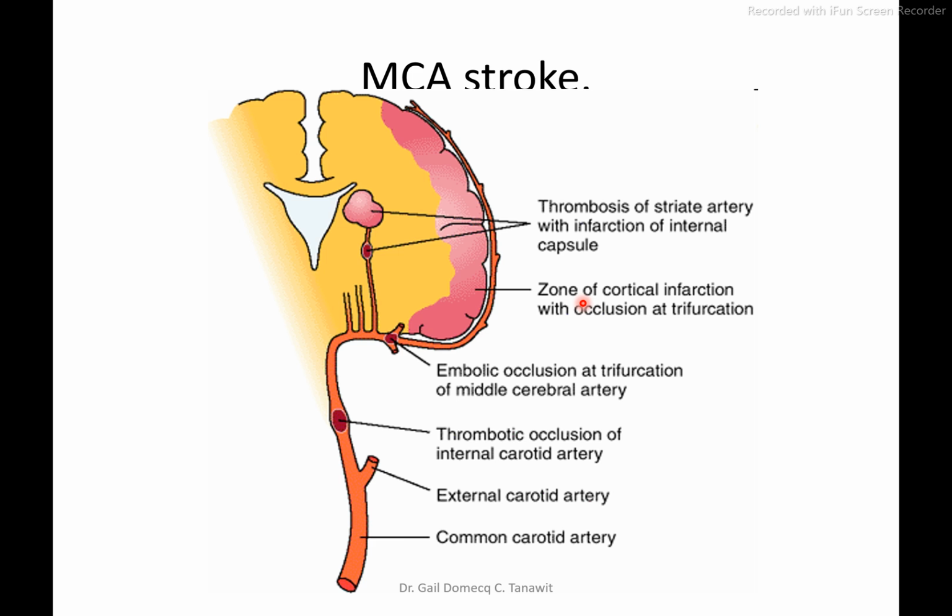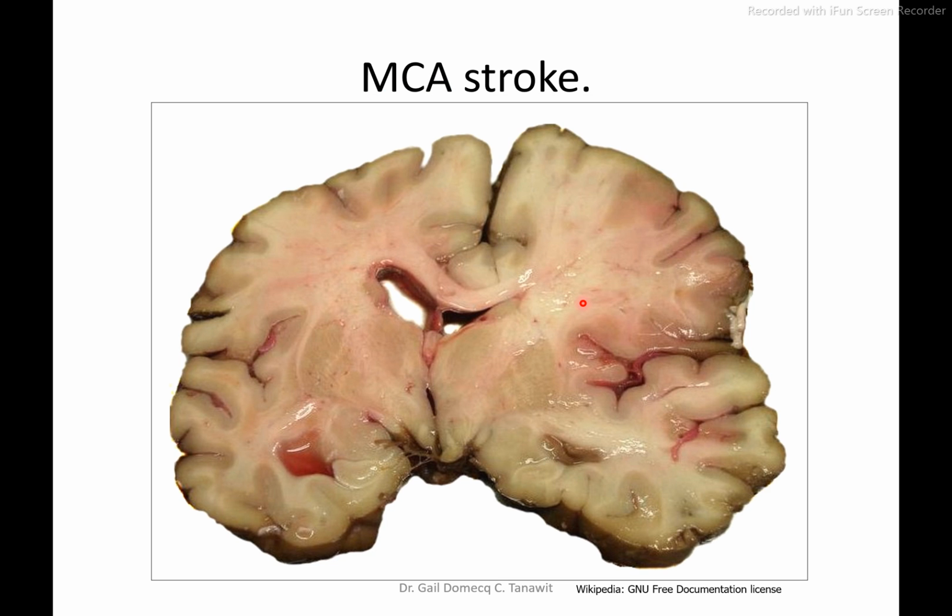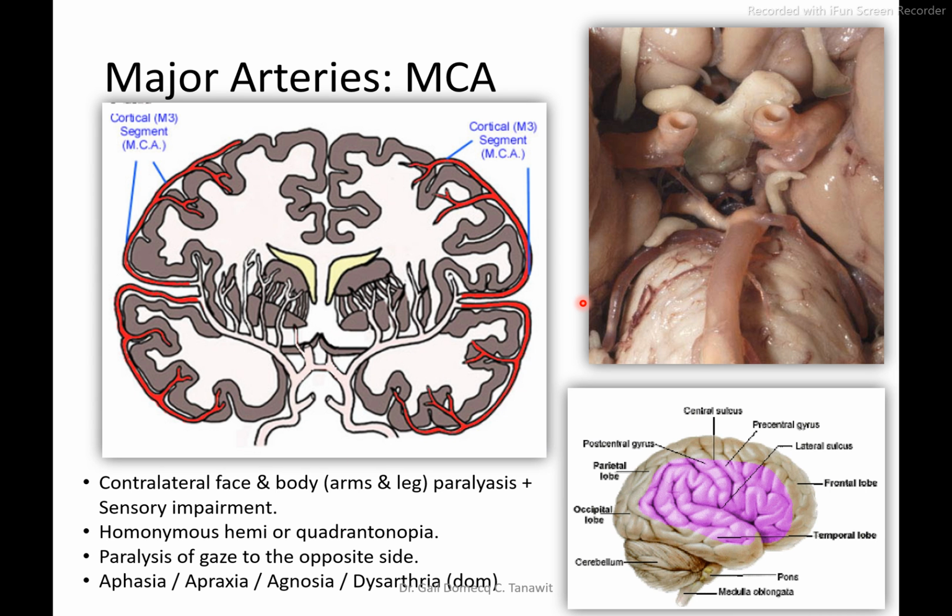Okay, so this is a middle cerebral artery. These are your major arteries, your MCA, so contralateral face and body arm paralysis plus sensory impairment. We have your homonymous hemianopia or quadrantanopia, gaze paralysis to the opposite side, aphasia, apraxia, agnosia, and even dysarthria. Okay, so ito yung mga kailangan matanggal, matrombolyze kung yan ay embolic stroke or that leads into ischemic stroke.